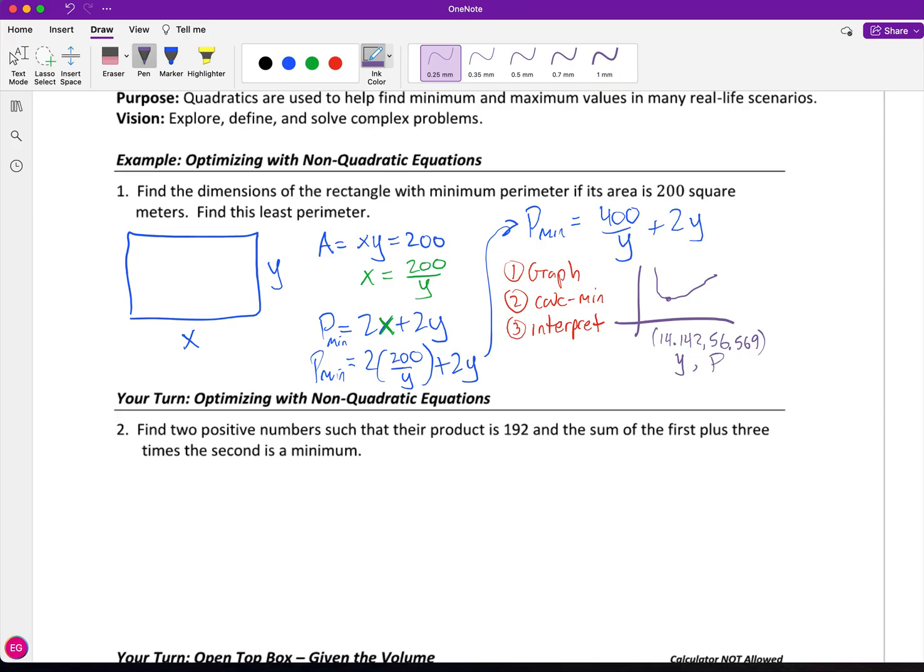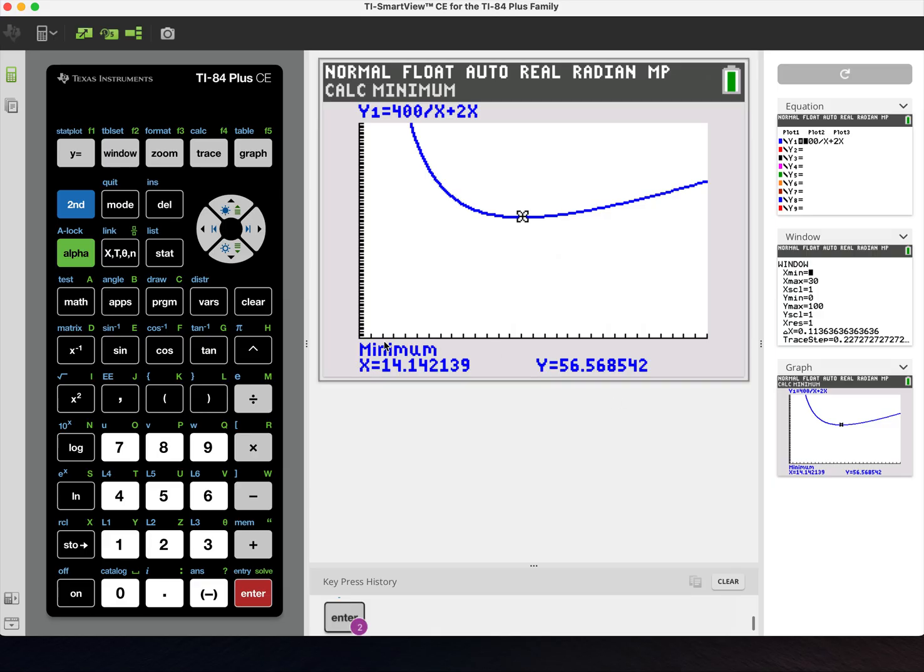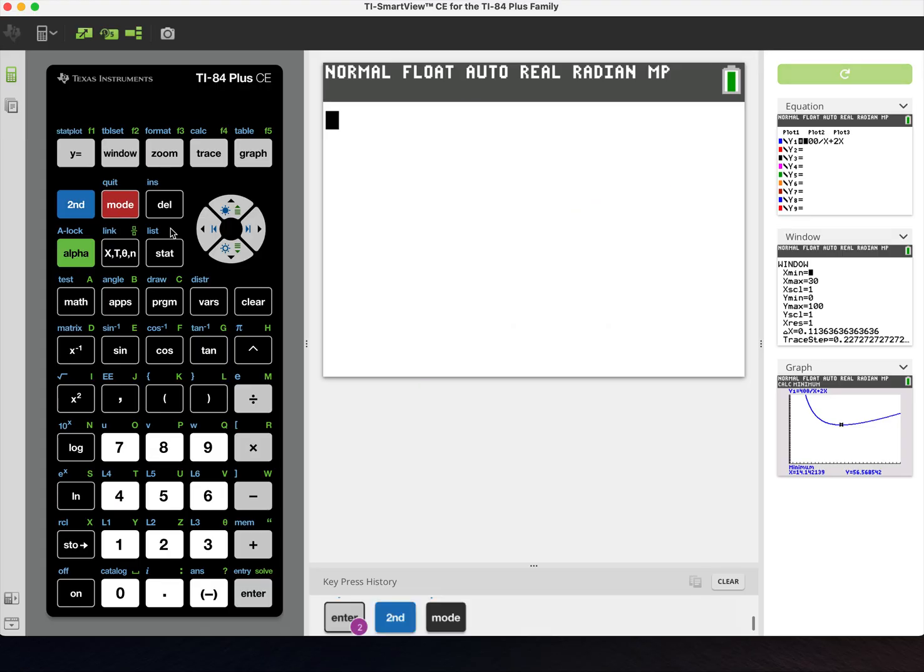All right. So there's my y value. It asked me to find the dimension, so I need to backtrack and figure out, hey, what was my x value? But remember, x is just 200 divided by that y value. So we can do this in the calculator. One of the really cool things is that when we do anything in this graphing menu up here, this value of x that's right here, it's stored when we're on our home screen. Okay, so when I'm on the home screen, hit that x value, it's going to be that 14.14.